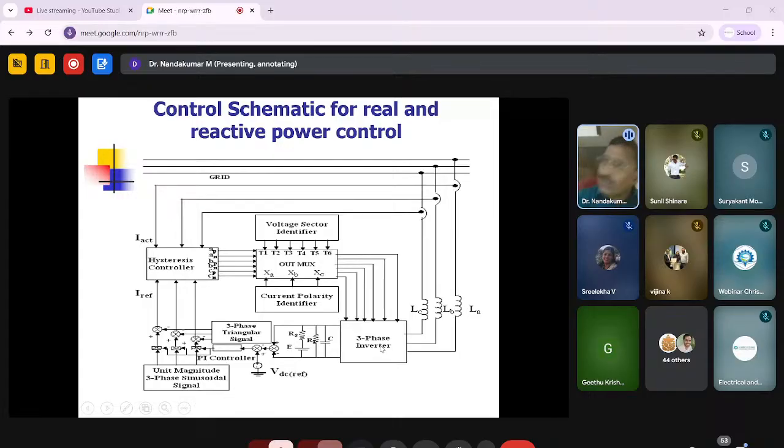The converter role you can change. In between, any power you can change. If you make any angle, then you can have real and reactive power control. For example, if you want to make a static VAR compensator, to compensate the reactive power, you make this unit magnitude signal 90 degrees out of phase with the grid voltage. This unit magnitude signal decides the phase angle of the injected current. If you make this phase angle 90 degrees out of phase with the grid voltage, the injected current will be 90 degrees out of phase with the grid voltage, that is, the reactive power will be injected. Then the converter is working as a static VAR compensator.